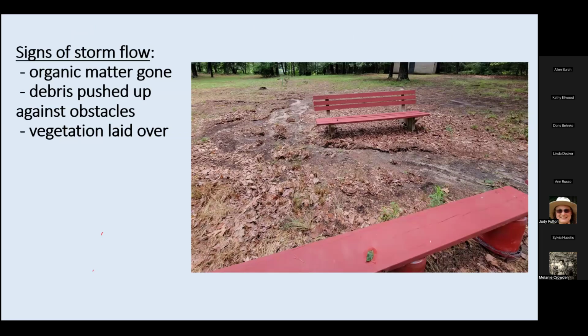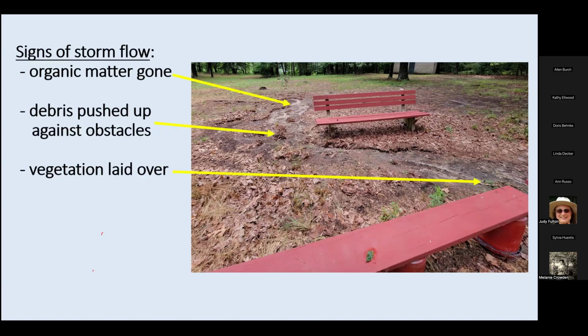So the first one, you can take a look and see here that there are signs that organic matter has been removed. You're down to the bare soil. That there is debris that was moving downstream that got snagged on maybe a small root sticking up or a weed or something like that. And then you look for signs that grass or other vegetation has been laid over, and where it's pointing is the direction that the water was going. So here's a couple of examples.